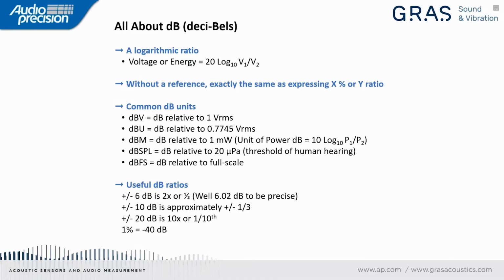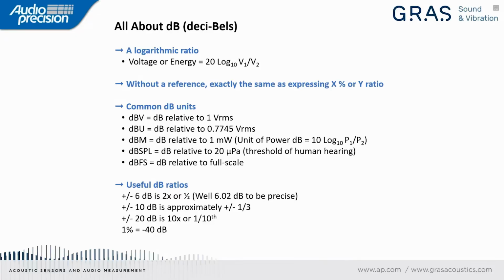dBu, and I'll talk about the relationship between dBu and dBm in a moment, but dBu is just dB, but instead of relative to 1 volt RMS, it's relative to 0.7745 volts RMS. And that sounds a little funny. Where does that come from?